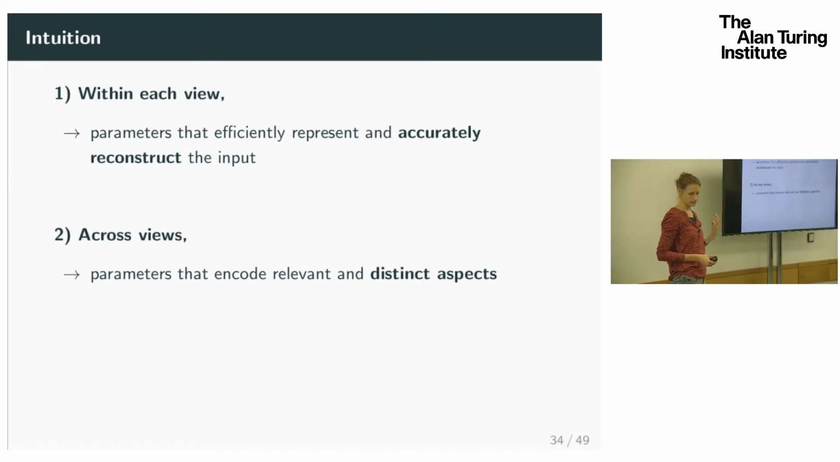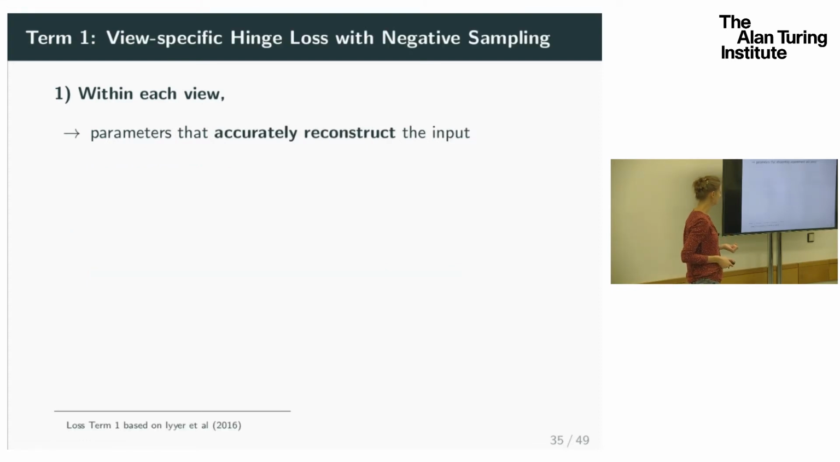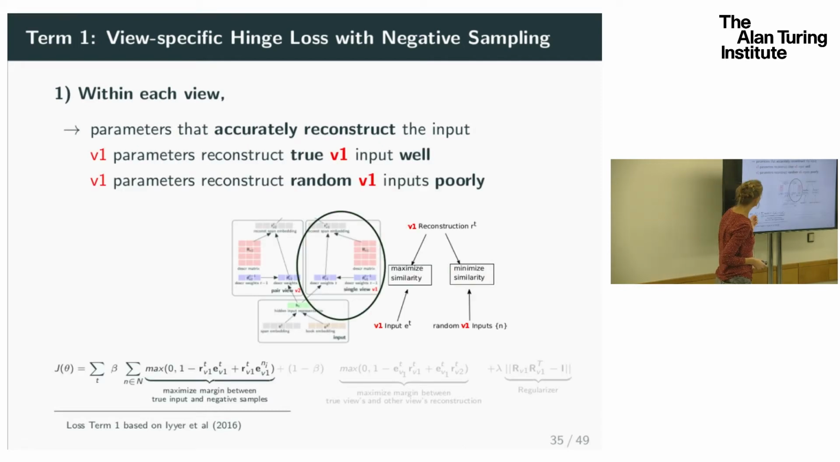Intuitively, within each of our views, the property and the relation view, we want to train an autoencoder in a way that it is very good at reconstructing the original inputs from the latent representation. But across views, we want parameters that are different, so that they encode distinct aspects. So within each view, we use the standard contrastive estimation with negative sampling framework.